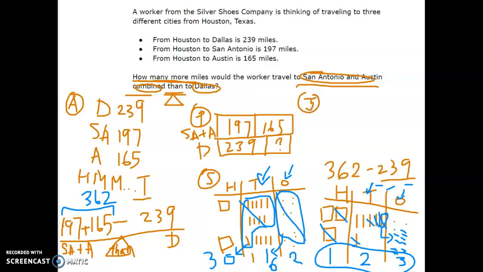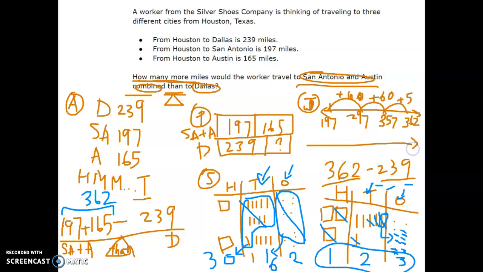Again, I'm going to show you justification using a number line. Actually, 2 number lines here. First, we're going to add 197 to 165. If I add 100, this will be 297. I add another 60. That will be 357. And I add 5 more. That will be 362. And that is the same number as what we have here.